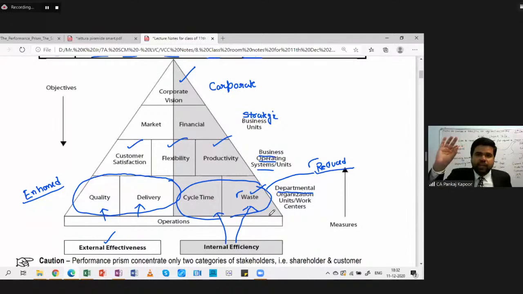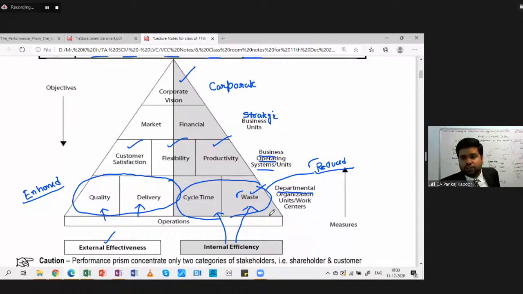Corporate vision needs to be divided into the strategy, and the strategy will be mentioned for 2 elements. What are those 2 elements? Market and finance. Then further, in order to obtain the strategy, we need to focus on 3 things. What are those 3 things? Customer satisfaction, flexibility of our processes, and the productivity which we enjoy in our factory. Now, in order to ensure that these 3 are attained, what are the 4 operational objectives which we need to fulfill? Quality must be high, delivery must be on time, cycle time must be reduced, waste must be reduced. I hope the model is clear to you.